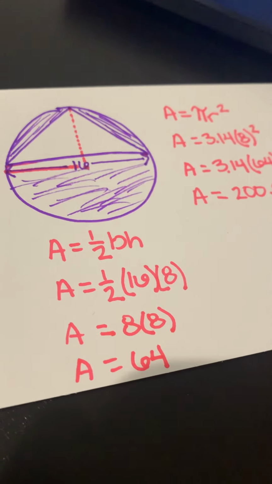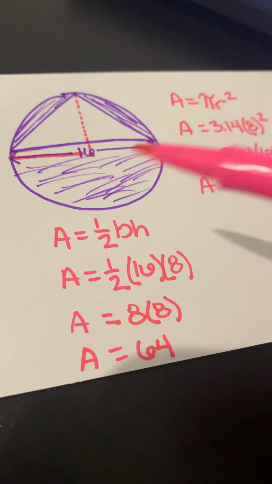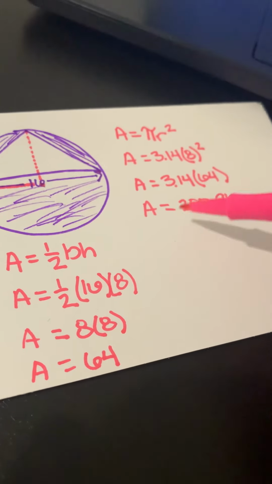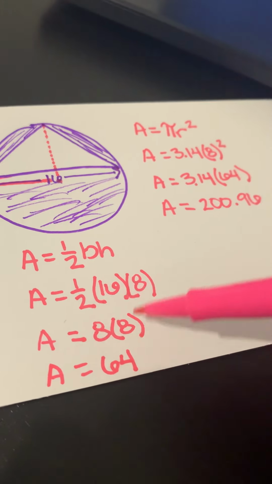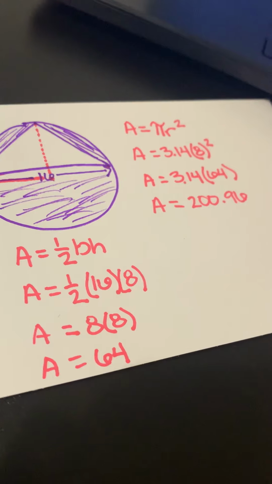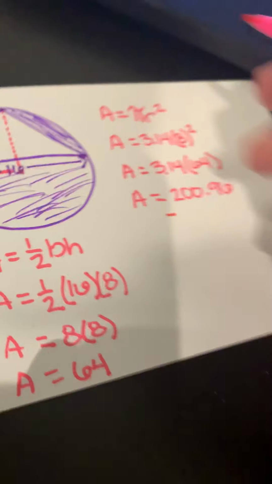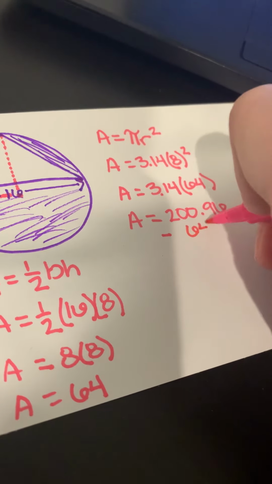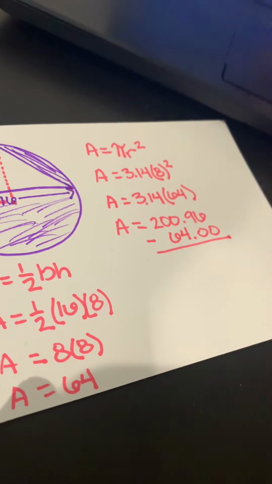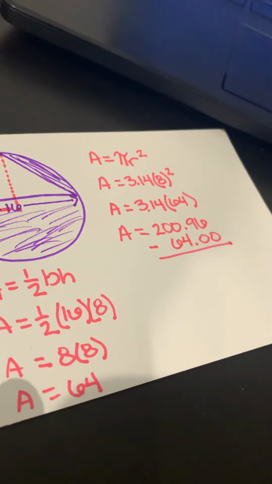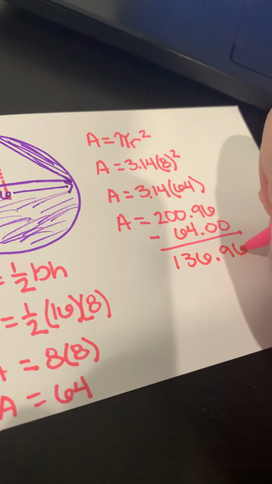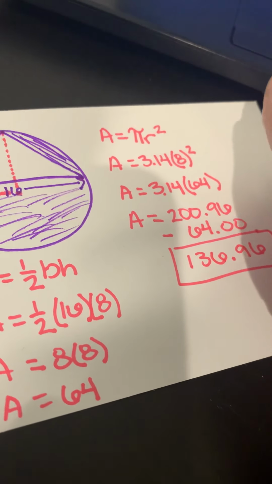But now I just need to know what the shaded portion is. So we just want this outer circle's area. So we have the whole circle here, and then we have the triangle. What we need to do now is cut out the triangle. So I need to do 200.96 minus the triangle, minus 64. So let's see what that gives us. 136.96 would be our final answer there.